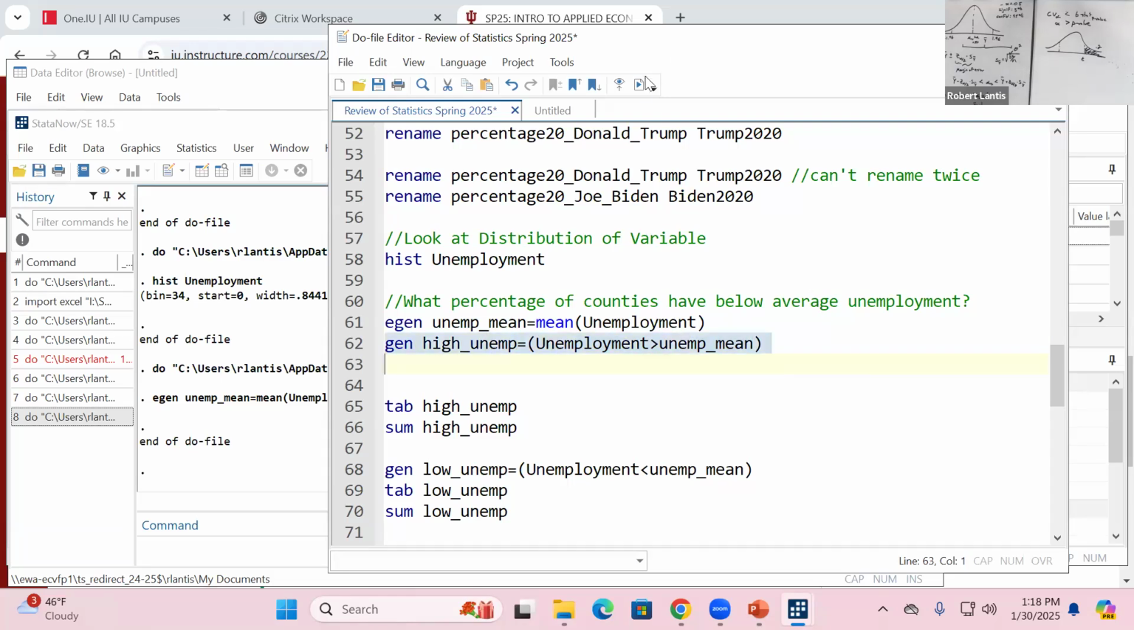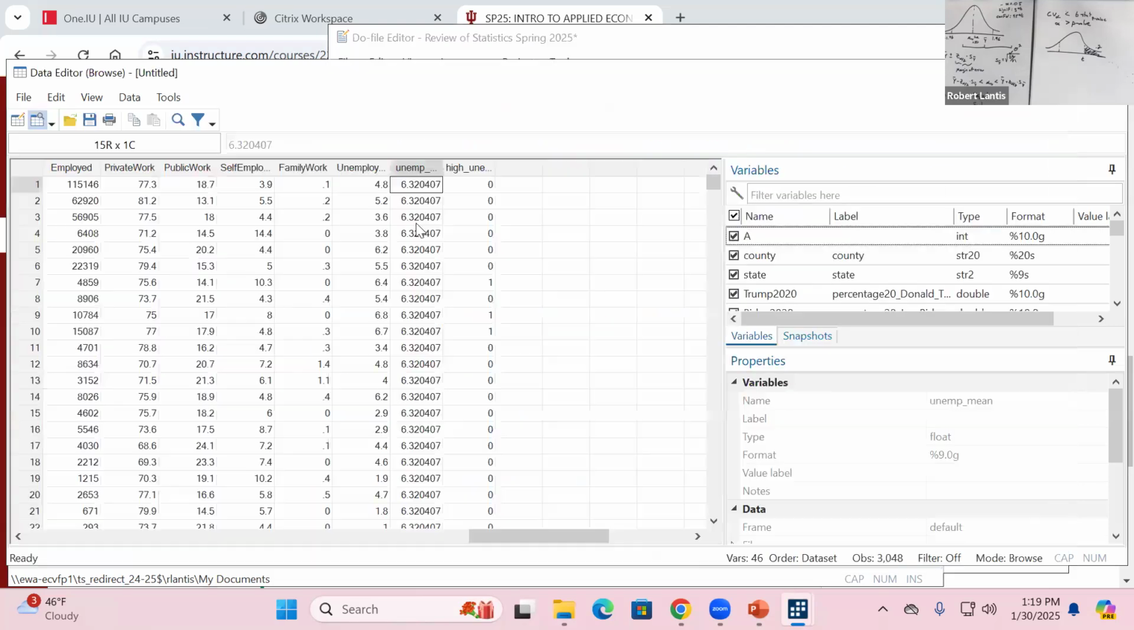So I'm going to run this, and I can verify, right? This unemployment was below the mean, I got a 0. Below the mean, 0. Anytime it's above the mean, even if it's slightly above, this variable is a 1. So I now have this variable that allows me to identify the two groups, high versus low unemployment rate counties, okay?